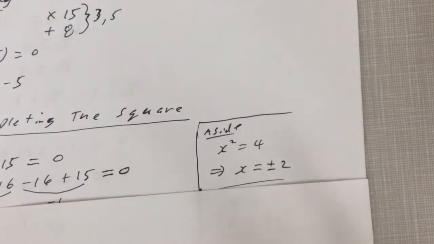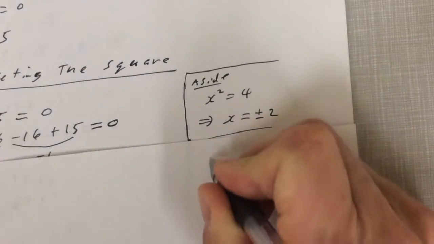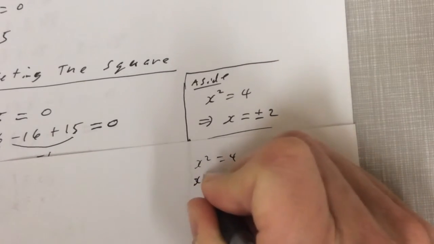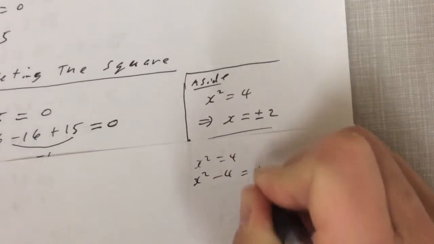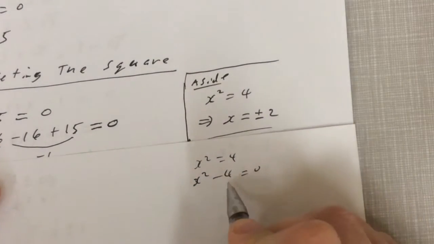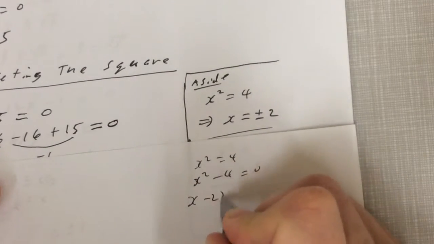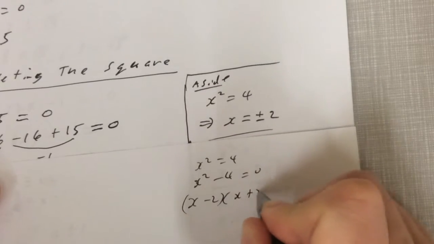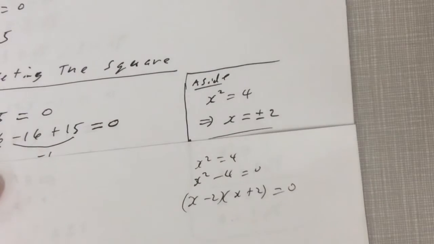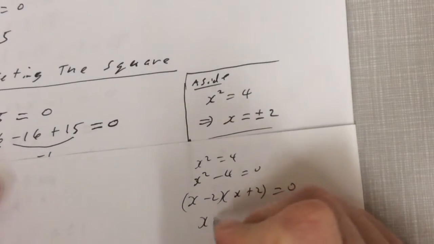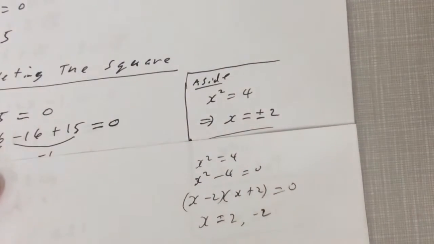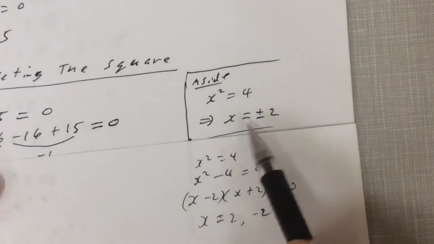And you can see that just by factoring. So if you've got x squared equals 4, that's the same as x squared minus 4 equals 0. And you can now factor that. It's a difference of squares. So x minus 2, x plus 2 equals 0. And now you can see that x equals 2 and -2, or plus or minus 2.